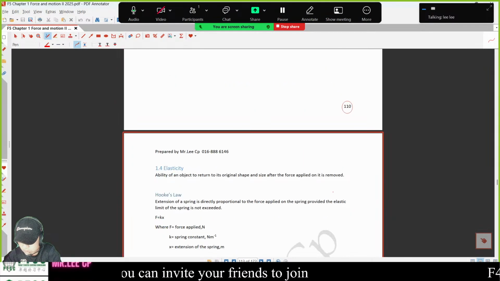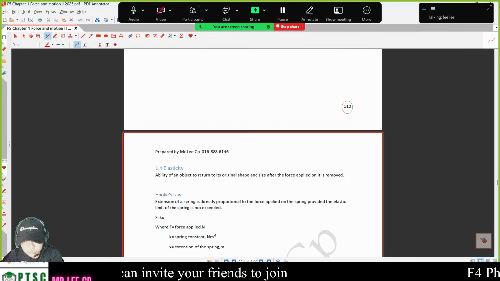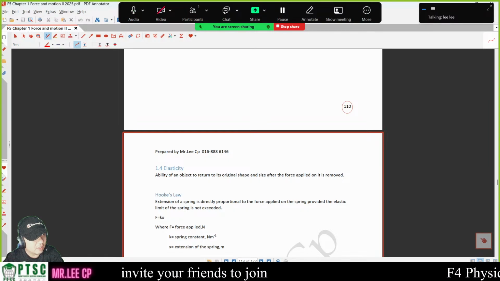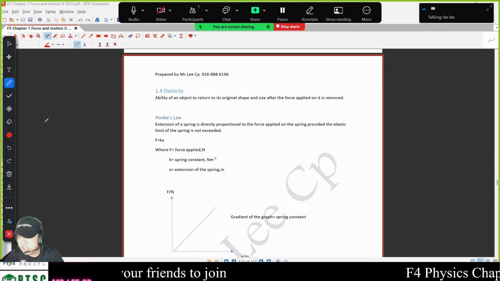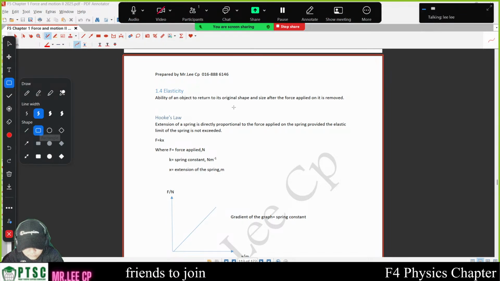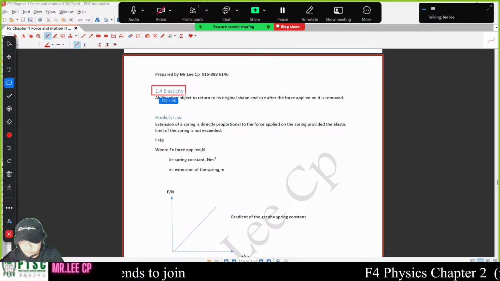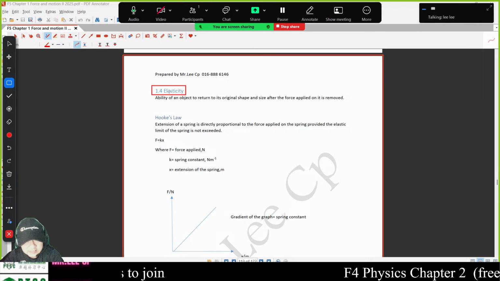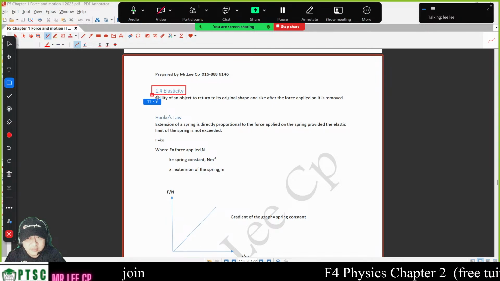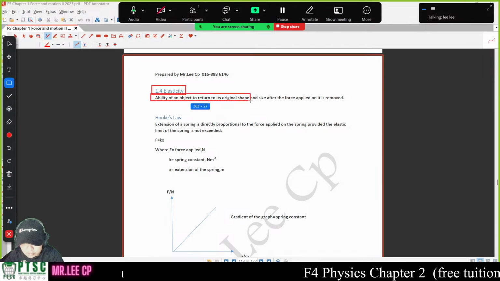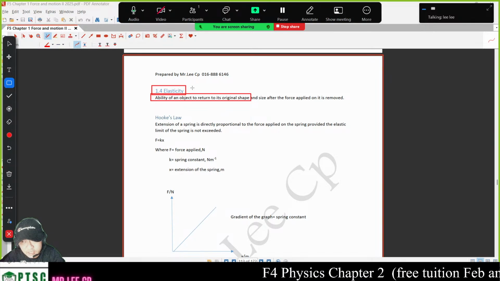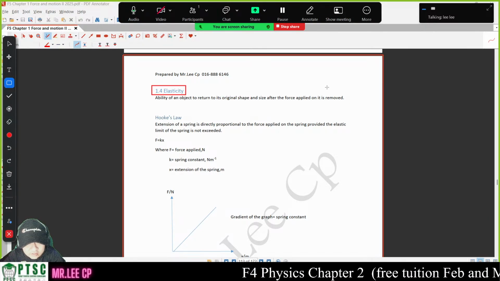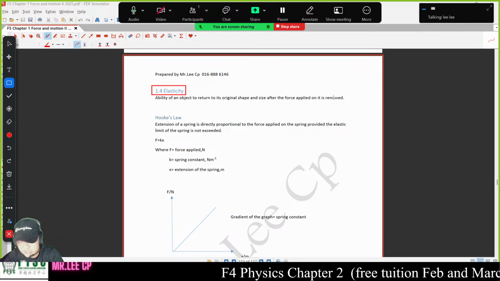So today we are going to go to 1.4 elasticity, the last part of this chapter. Now let's start our tuition today. So look at what is 1.4 elasticity. The definition for elasticity is the ability of the object to return to its original shape and size after the force applied is removed, right?